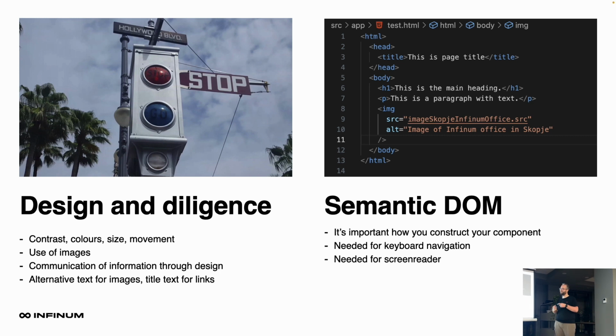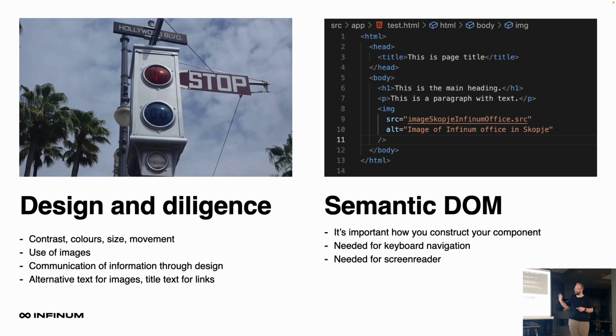But on the web, we like to play with colors, and we sometimes like to communicate important information through color only. One good example would be some statuses. Let's say green means good, red means bad, gray means don't know, unknown.